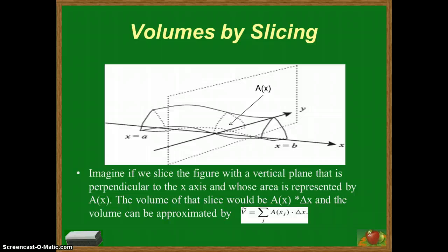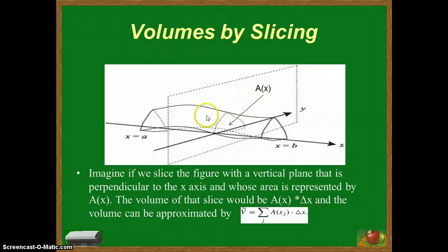Okay, take a minute and look at this picture. Let's think of this as maybe a loaf of bread. It looks a little funny, but we have a vertical plane here. See the vertical plane, and it's perpendicular to the x-axis, and we're slicing this loaf of bread. The cross-section is kind of triangular. If we could find the area of this cross-section, we would call it A of x.